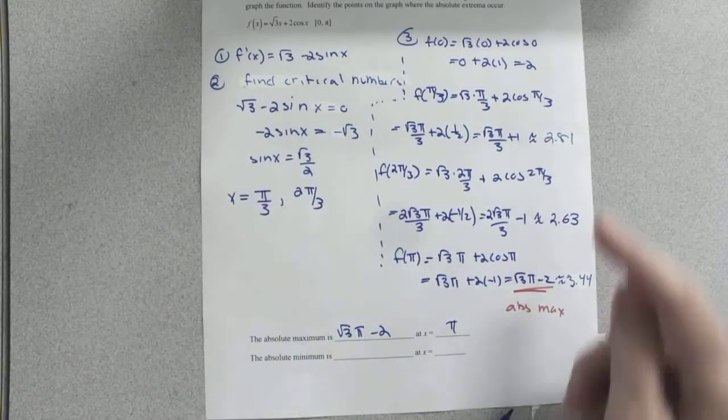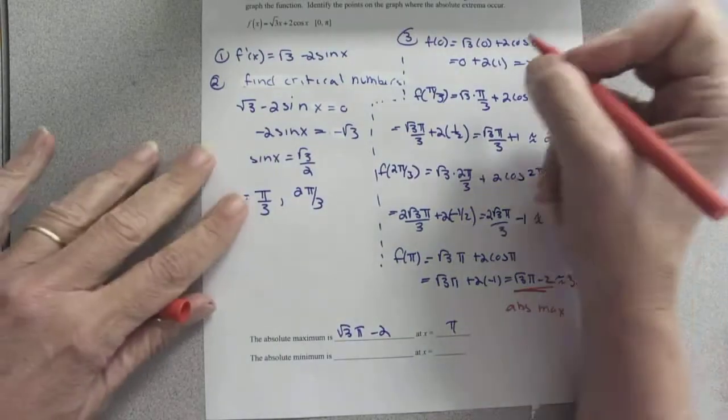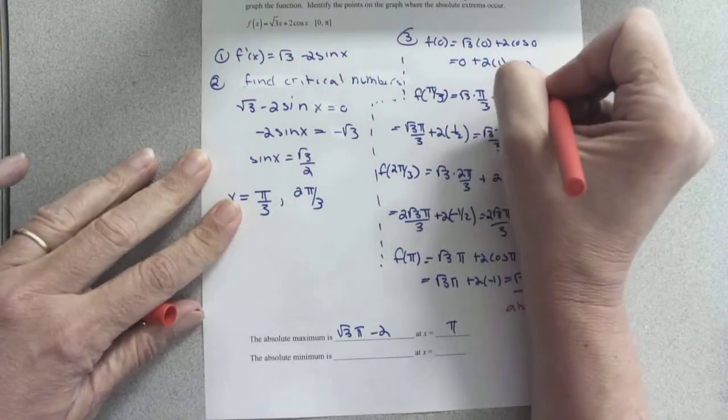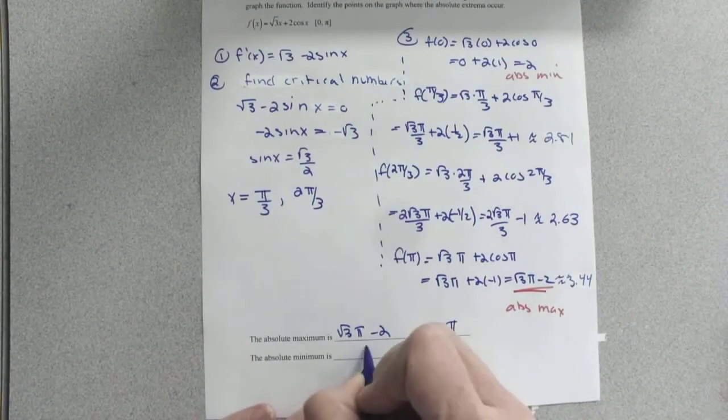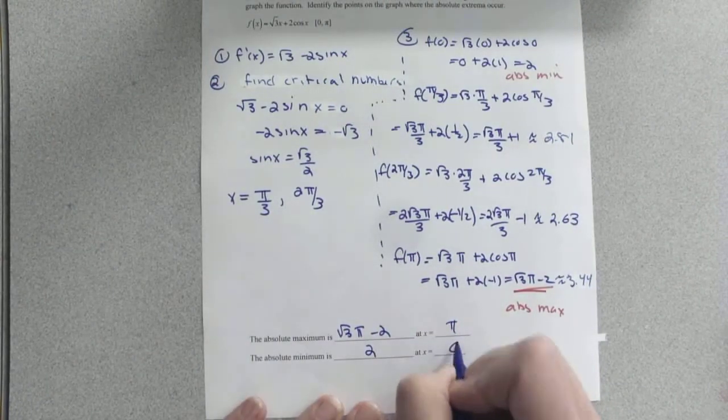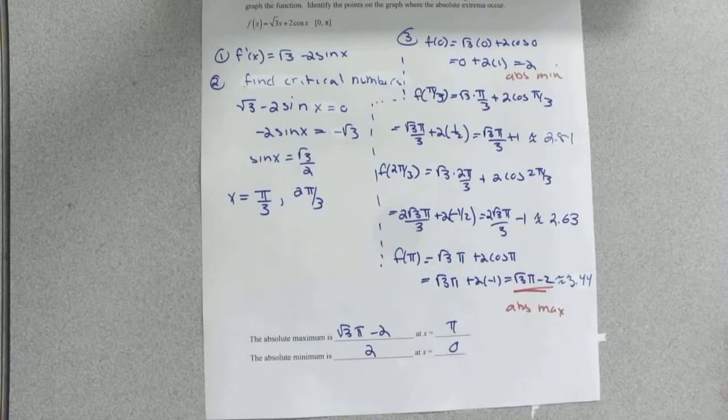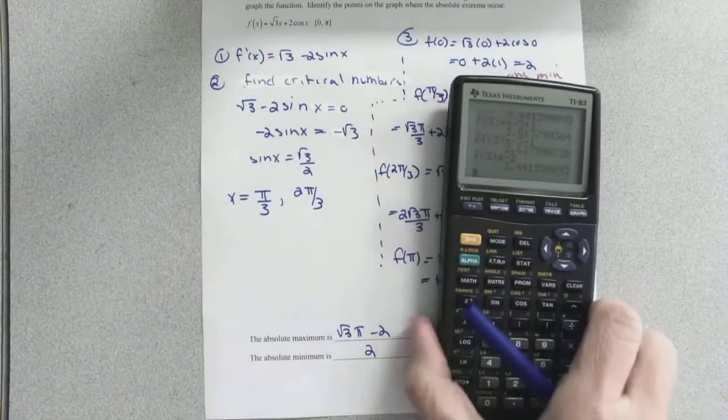The absolute minimum is the smallest of the numbers there, which is that guy up there. And so the absolute minimum is 2, and that occurred at 0. So in this particular case, the absolute extremes did not occur at the critical numbers, and that's just the way this problem is. Now, we can absolutely check these by looking at a picture.